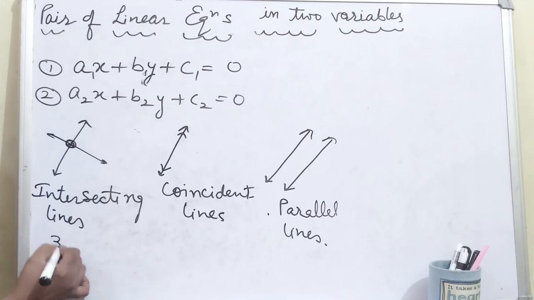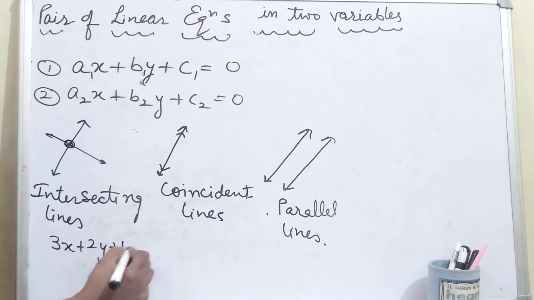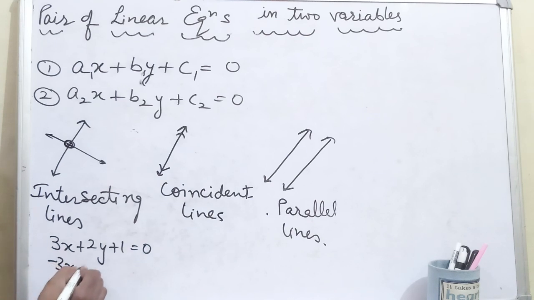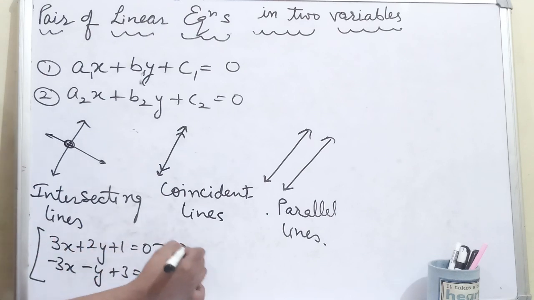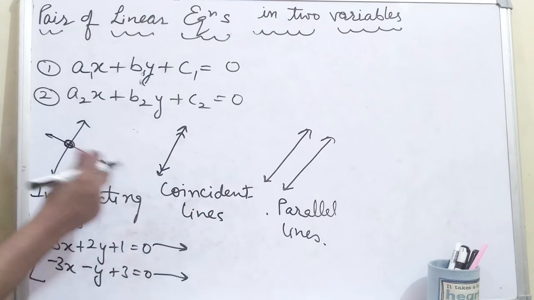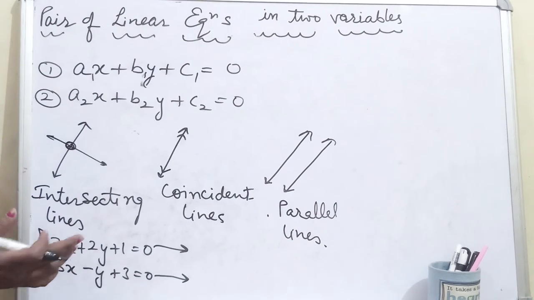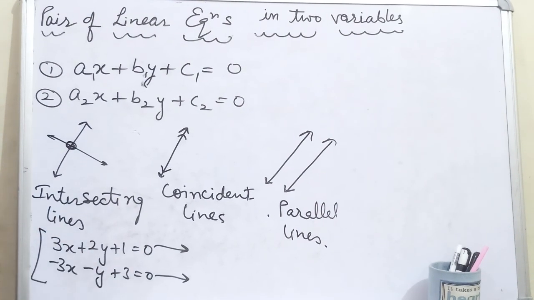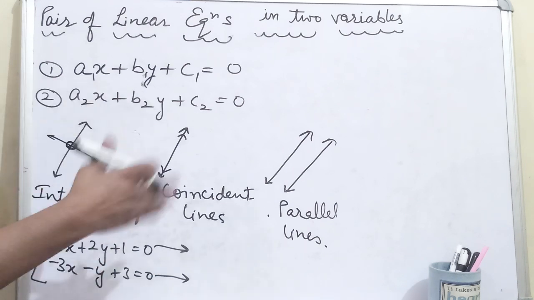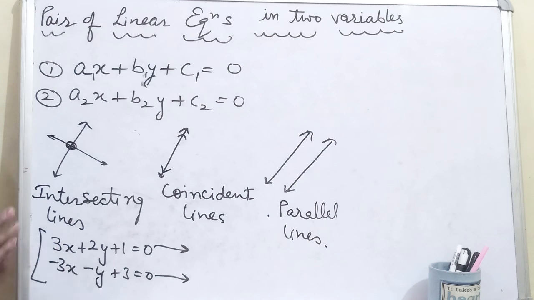Suppose I have here two equations, 3x plus 2y plus 1 equals 0, and minus 3x minus y plus 3 equals 0. I can just draw the graph of these two equations and I can get any of the three cases. But if I want to know in which form I get the graph without plotting, can you tell me? We have a method by which we do not need to plot the graph. Without plotting the graph, we can tell what type of lines we will get. How is it possible? Let us see.